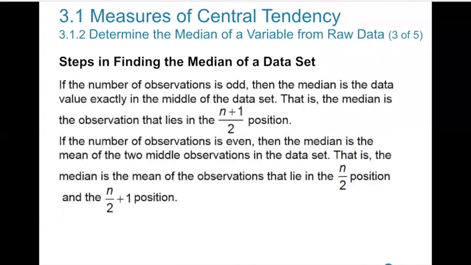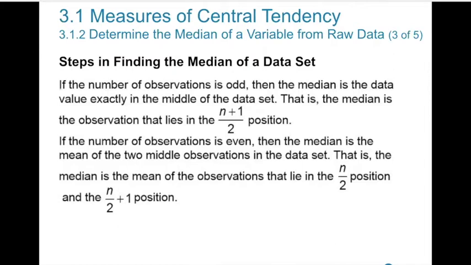Now, we can get pretty fancy and say that if we have an odd number of data, let's say we had 9 pieces of data. 9 plus 1 is 10. 10 divided by 2 is 5. So if I count in from either side, it's going to be the 5th term. That 5th term is going to be the very middle term of those 9 pieces of data.